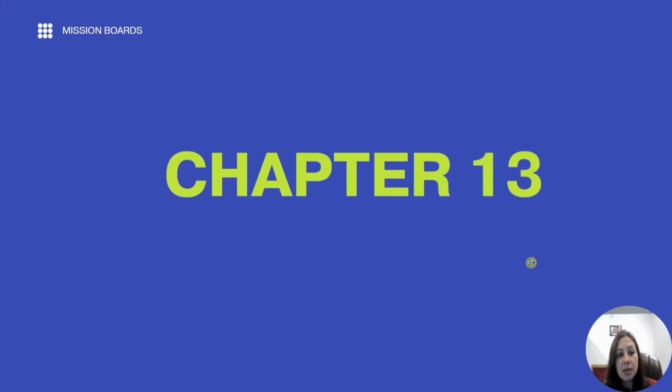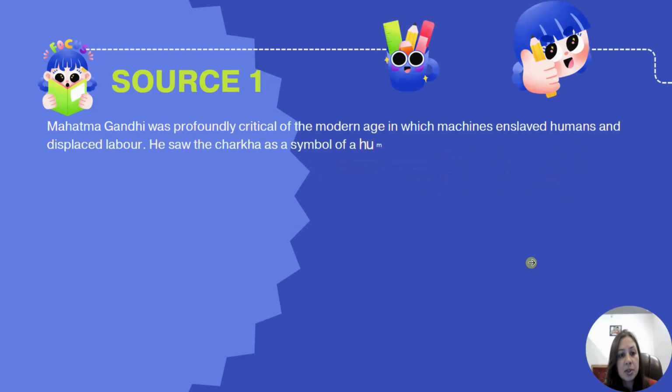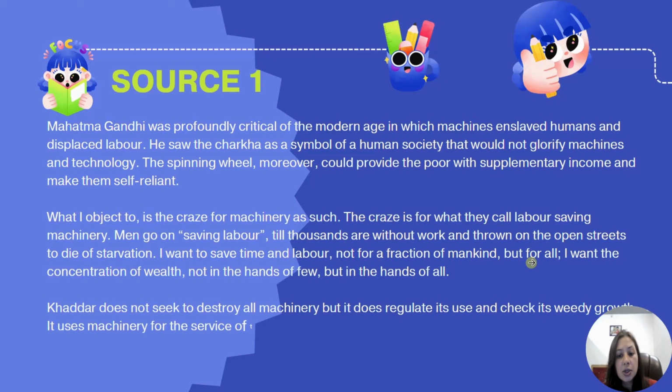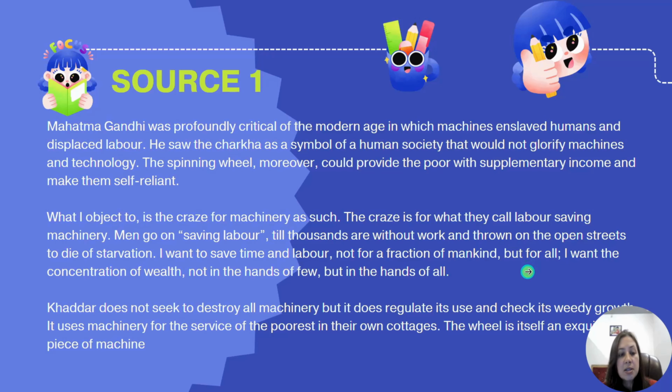Moving on to chapter number 13, that is the nationalist movement and Mahatma Gandhi. So this talks about the entire journey of India's freedom struggle under the leadership of Mahatma Gandhi. Mahatma Gandhi was profoundly critical of the modern age in which machines enslaved humans and displaced labor, a very important source which tells us what harm machines are doing to mankind. People are moving unemployed and machines are working. So this is what Mahatma Gandhi wanted to say.